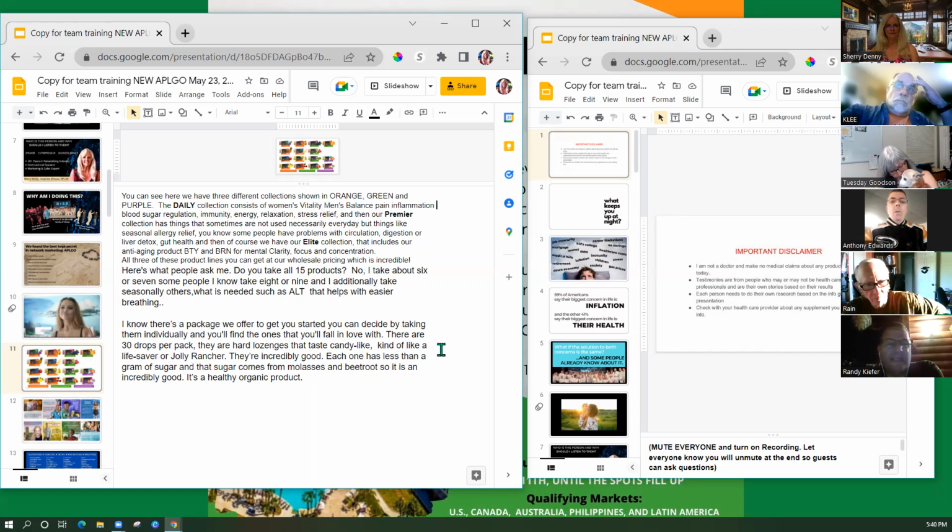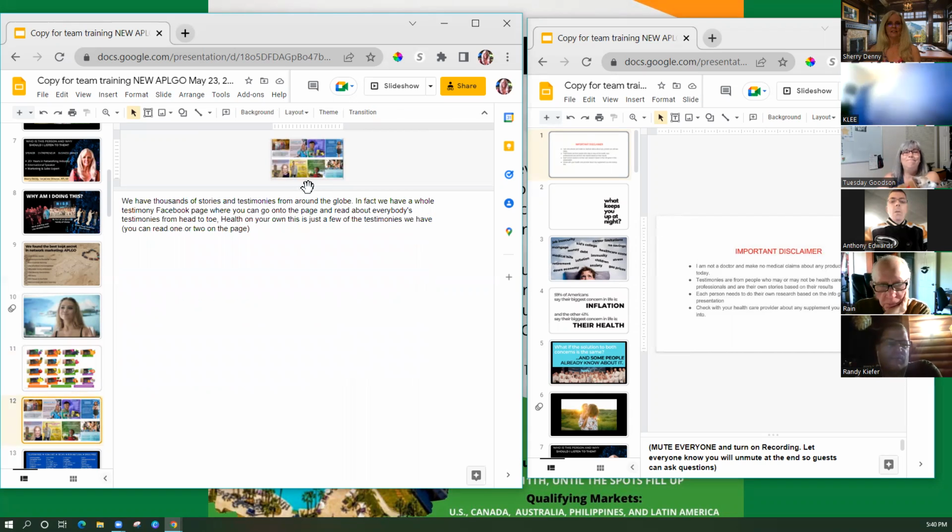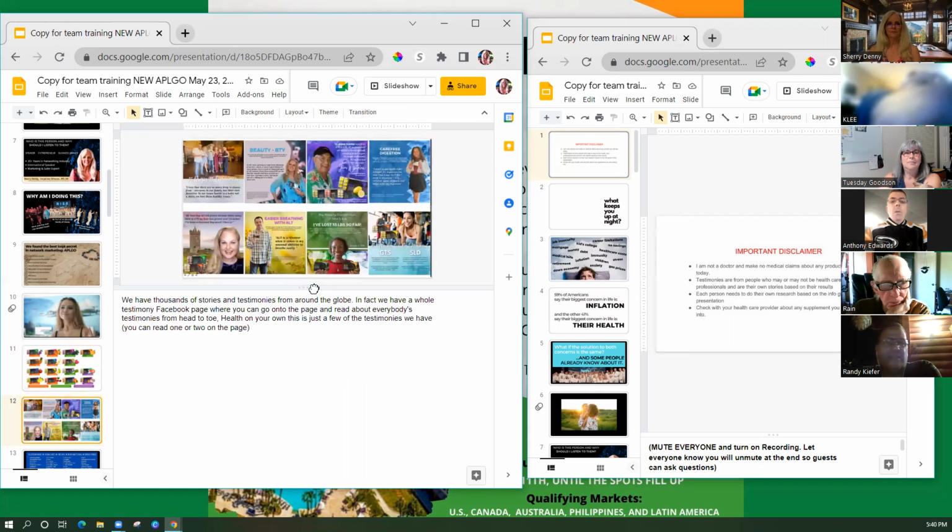Each one has less than 1 gram of sugar, and that sugar that is in it is from beet sugar. It's beyond organic. Very, very good. And the biggest thing though is to run through this yourself, know your presentation, because then it doesn't sound like you're reading off a slide.